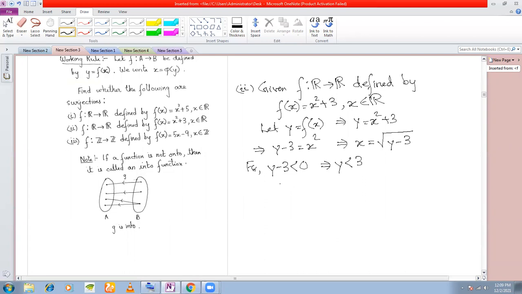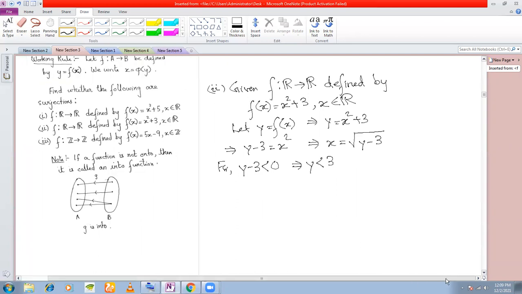For y less than 3, can you have the square root of a negative number? Suppose these two are your sets A and B. This is a set R, a set of real numbers. If square root of y minus 3 is negative, let us say square root of minus 5, first of all, will square root of minus 5 be real? Not here.